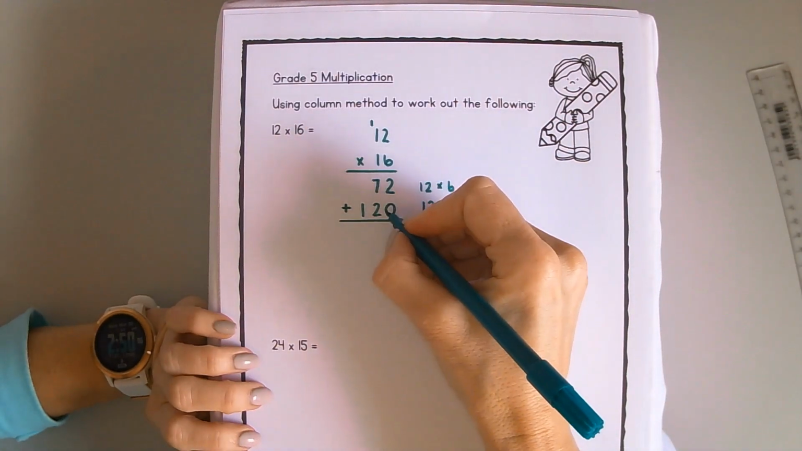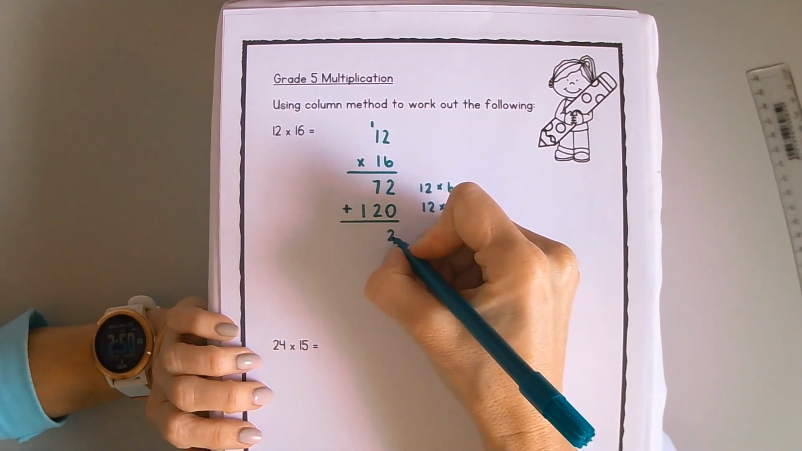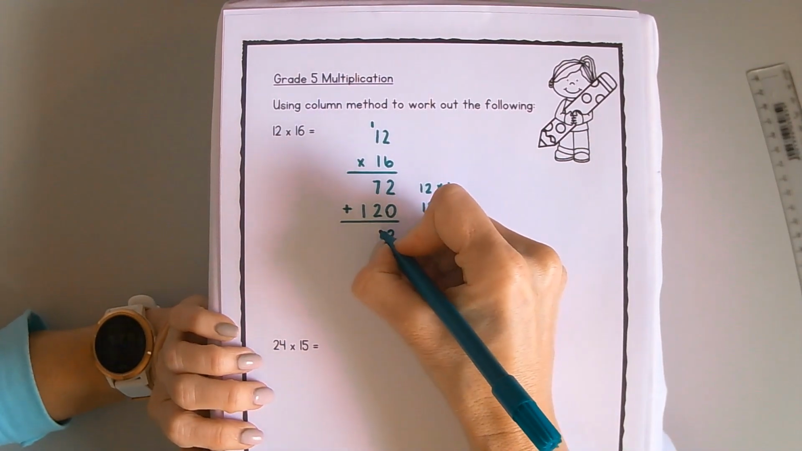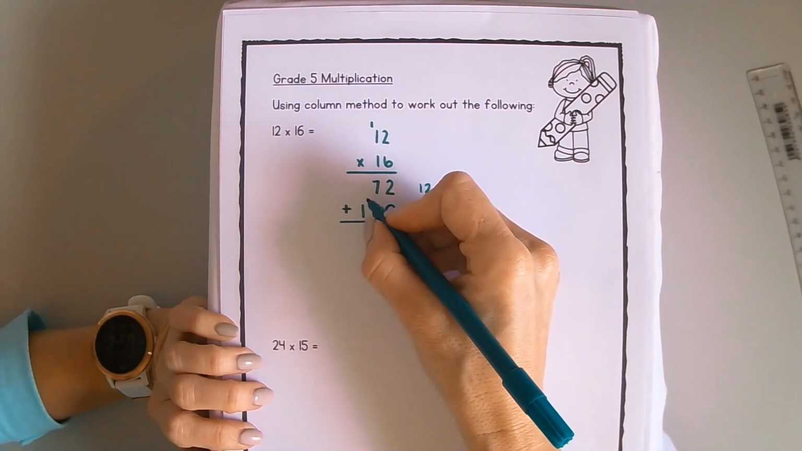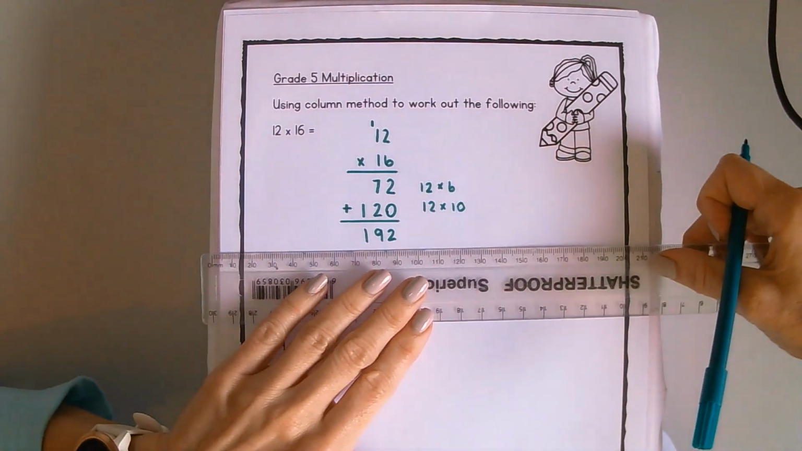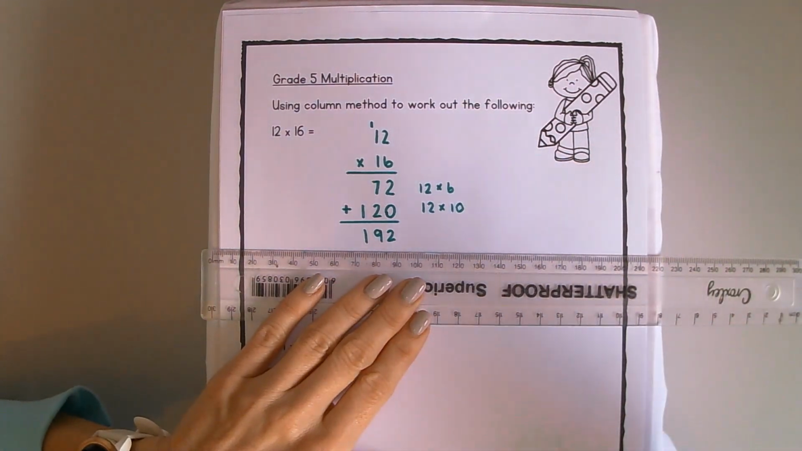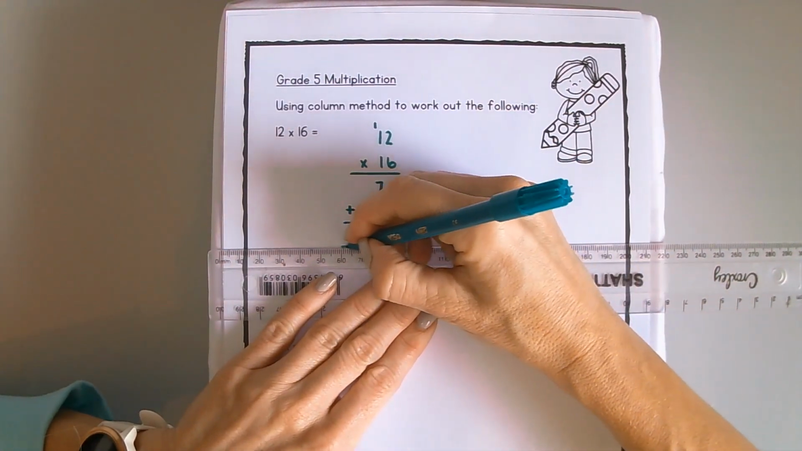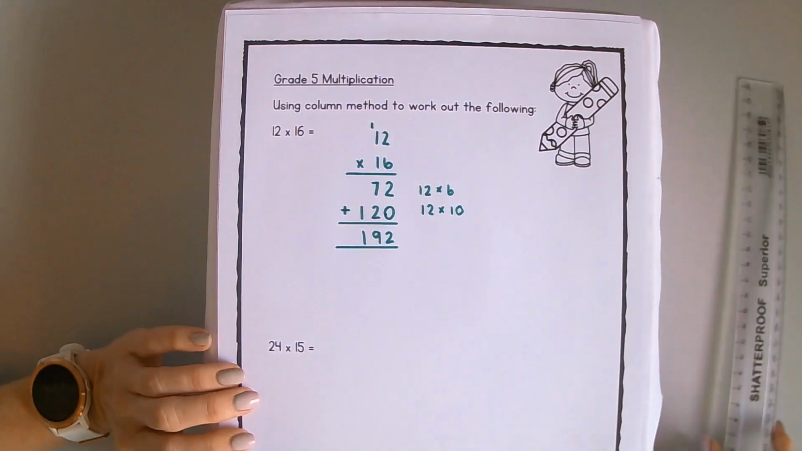And we're going to do 2 plus 0 is 2. 7 plus 2 is 9, and we just got 1 plus 0 is 1. And then we take our ruler and we just rule off afterwards. Nice and neat and tidy.